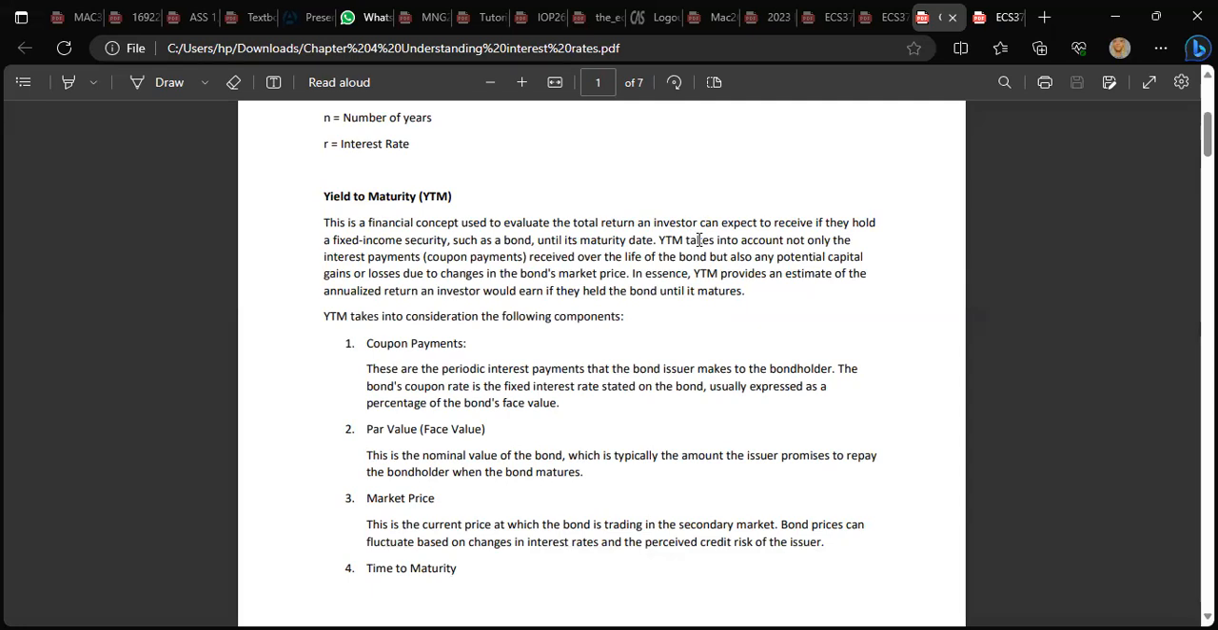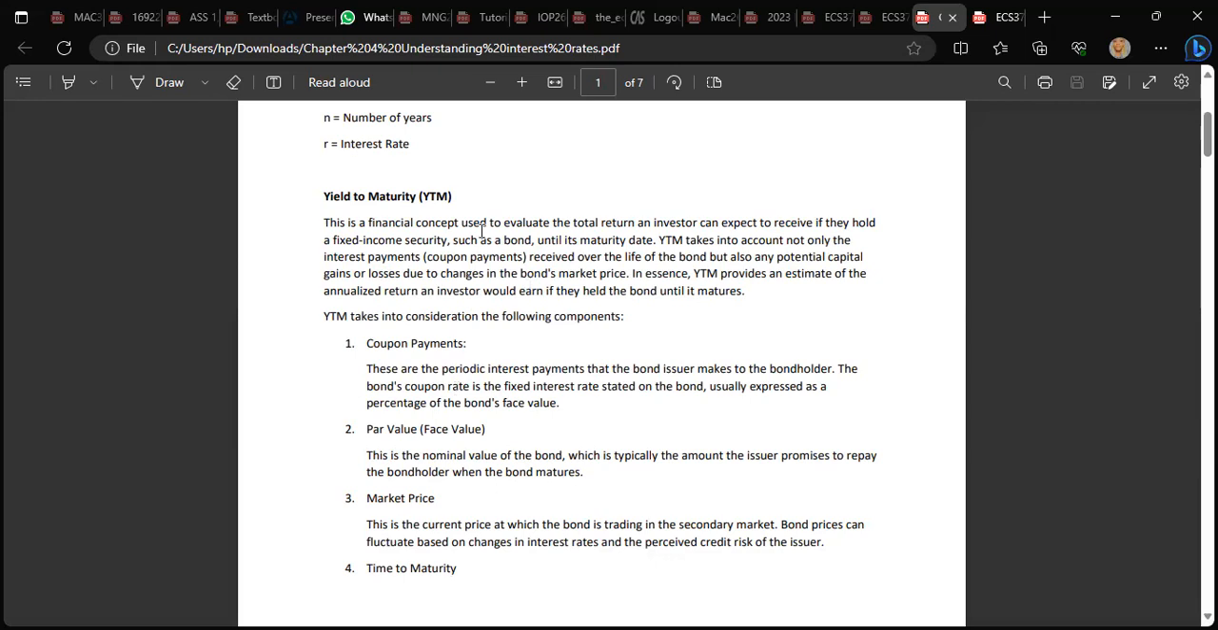So the YTM, the yield to maturity, is the total return you expect to get should you hold the bond up until maturity. It takes into account not only the interest payments, which are the periodic payments referred to as coupon payments, received over the life of the bond, but also any potential capital gains or capital losses. If these bonds are traded in the open market, the value of those bonds is going to fluctuate, based, as we are going to see much later, on interest rates, which affect the demand and supply of those bonds.